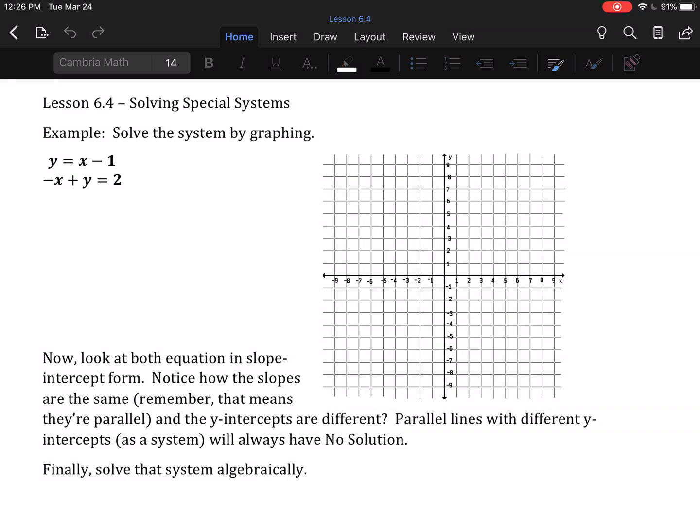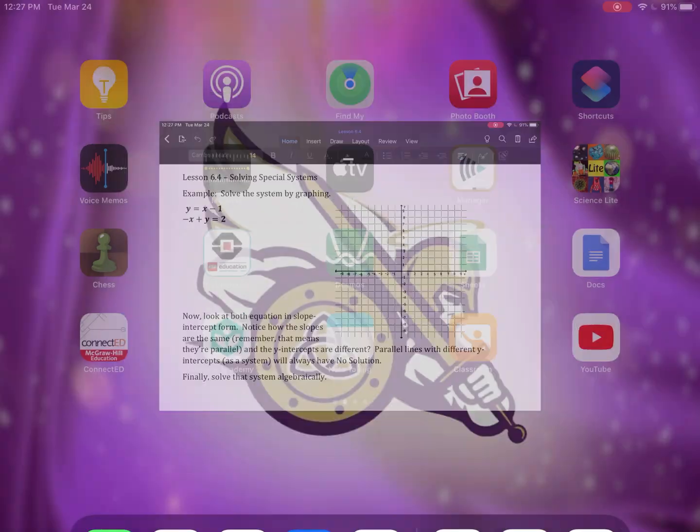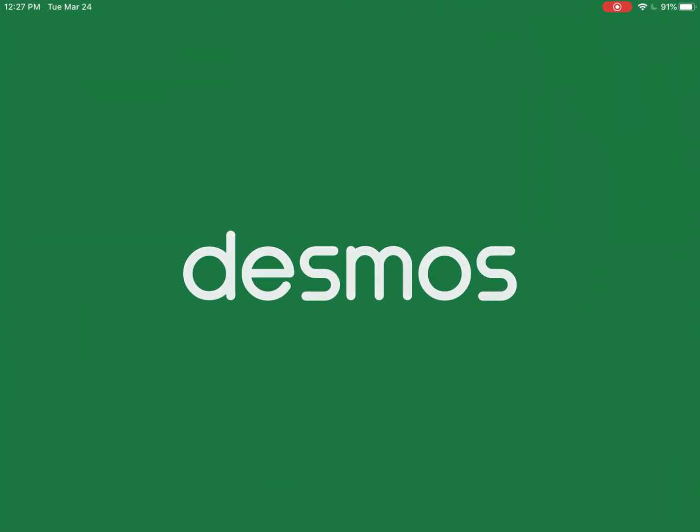And if this goes out and we are still on the school closure, which I don't know if we will be, I'm recording this on Tuesday the 24th of March. I'm going to tell you to use Desmos if we're still out to do your graphing. So, on your iPads, we open up Desmos.